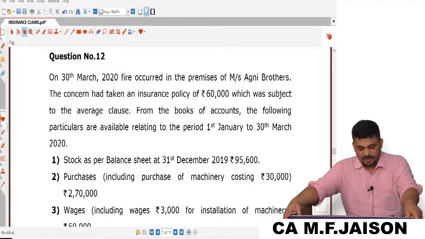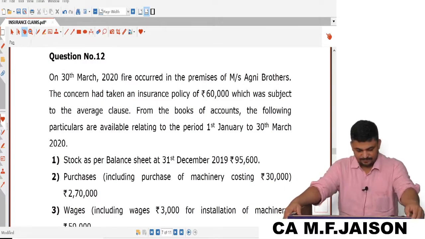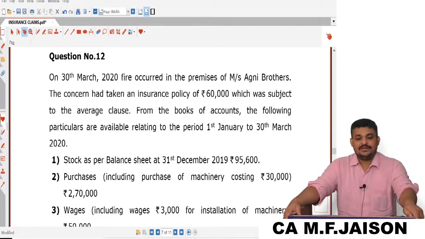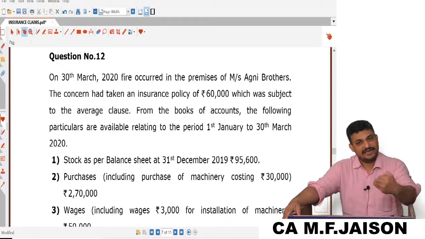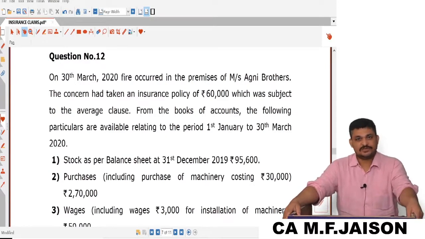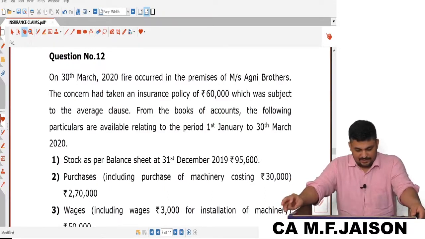On 30th March 2020, fire occurred in the premises of Messrs. Agni Brothers. The concerned had taken an insurance policy of rupees 60,000, which was subject to the average clause. From the books of accounts, the following particulars are available relating to the period 1st January to 30th March 2020. When I read, you should also read properly, with full focus on the reading. Stock as per the balance sheet at 31st December 2019.